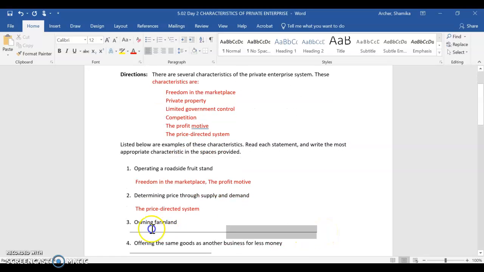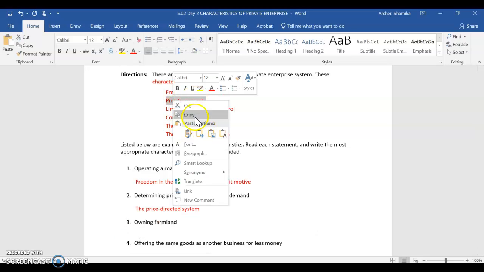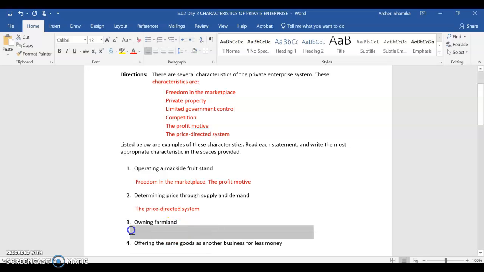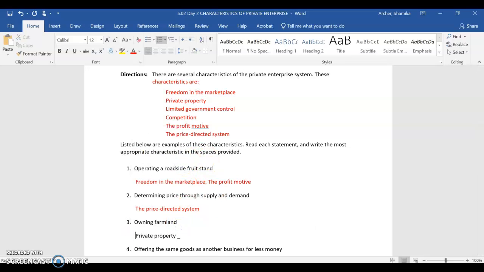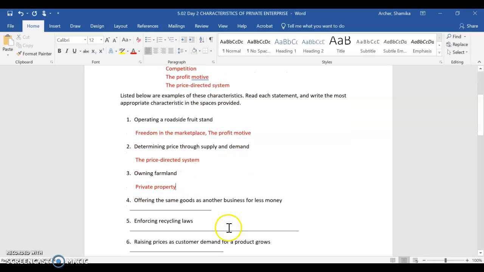Owning farmland, of course, this is going to be private property. This one's pretty much straightforward and to the point. It's owned by one or a family. It's not a lot of people. They are the ones that own it. They're the ones that control it. So it is their property. Now, unless it said like government-owned property, then it would be something different. So again, go through the remainder ones and answer the questions there.